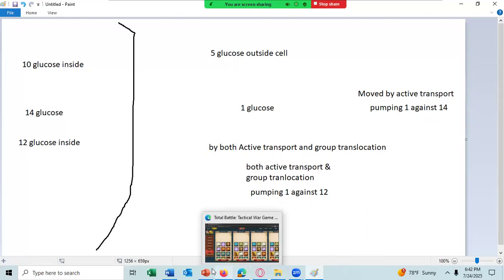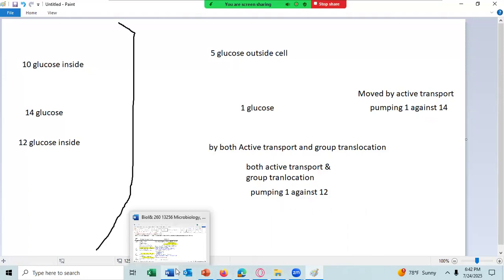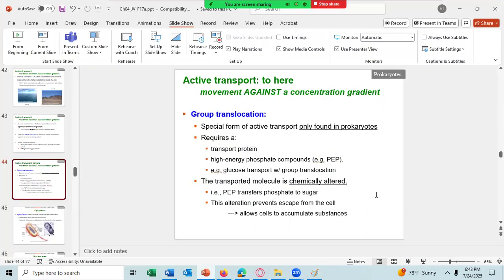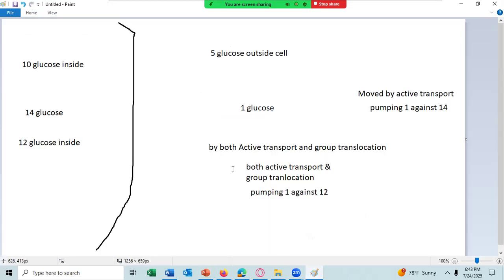All right, let's leave that there just in case. And then let's go ahead and detail this a little bit. By group translocation, you're going to eventually move all of them inside the cell. Half of them would be 12 glucose inside by active transport. And then the other, let's go ahead and just make it 3, moved in by group translocation.